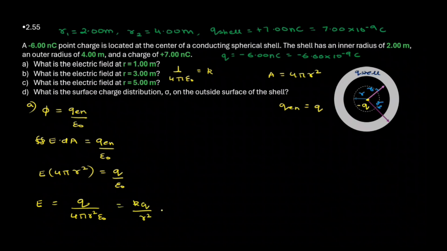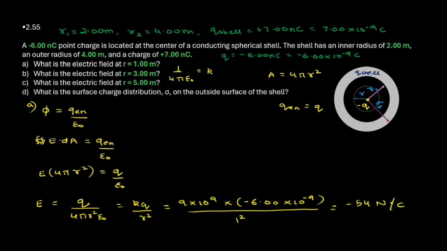Now let's find the value of the electric field. k is 9 times 10 to the power 9. The charge Q here is -6 nanocoulomb, and the distance r is 1 squared. That gives me the magnitude of the electric field to be equal to -54 newton per coulomb.